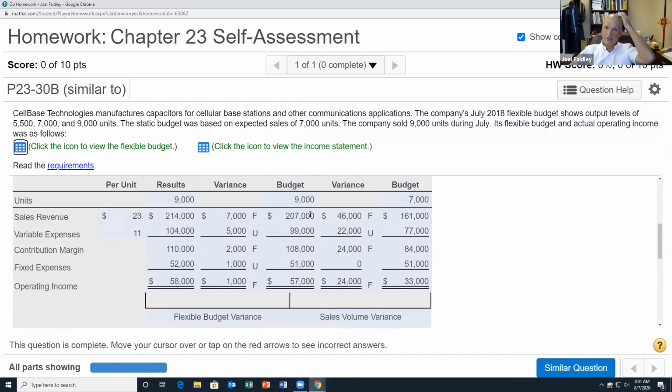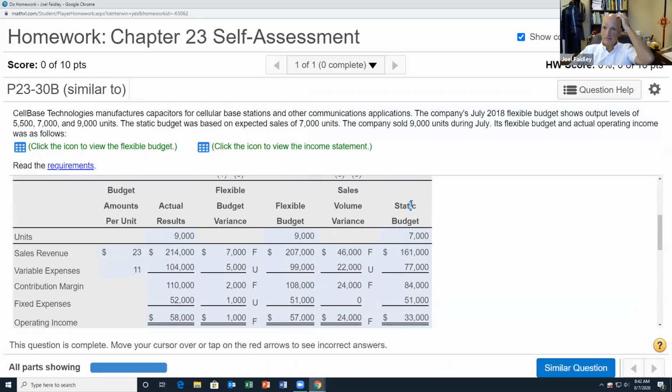And then you just do your variance analysis. Flex versus static. 46,000 favorable. They actually should show 2,000 there, but they don't. 46,000, that's favorable. Got more costs, that's unfavorable. But overall, my contribution margin's better. That's always 0. Your flex budget, remember, relevant range, fixed costs don't change. 24,000 favorable. That's just comparing budget to budget. That's what it should be.